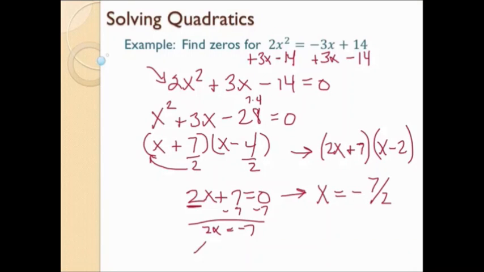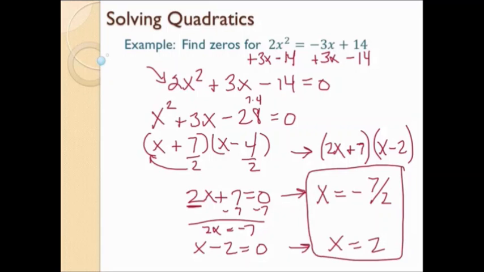Let's set our other factor equal to 0. x minus 2 equals 0. Add 2 to both sides. x equals 2. And there are my solutions.